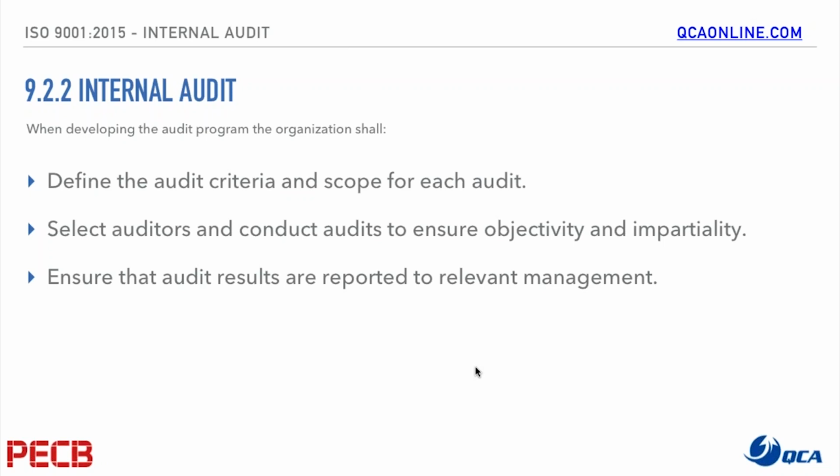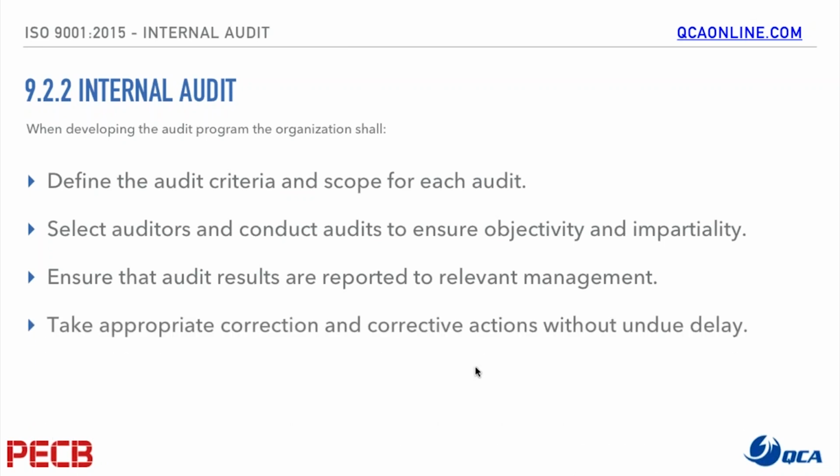Another requirement of the organization with respect to its audit process is to ensure that appropriate correction and corrective action are taken in a timely manner. When nonconformances are noted during the audit process, there must be adequate corrective actions taken in order to fix the immediate issue, as well as address the root cause in order to prevent it from reoccurring.